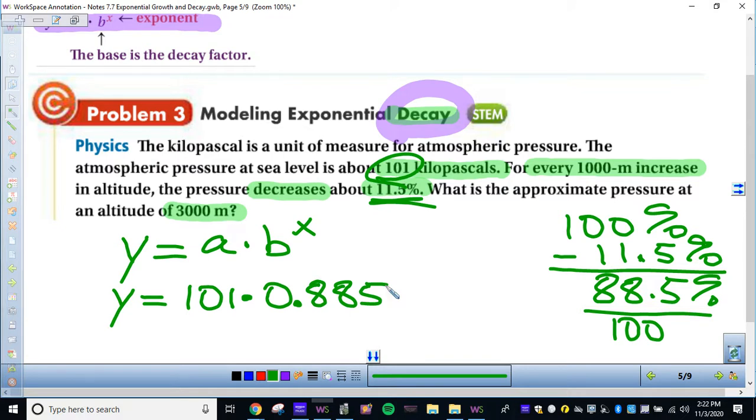Now, the exponent is the tricky part of this problem. So, key information to figure out what that exponent is: for every 1,000-meter increase in altitude, the pressure decreases 11.5%, and we want to know what it is after 3,000. Okay, so I'll just pose the question, what do you think the exponent is? You can write it in the chat. You can unmute your mic and tell me there. Anybody in person can tell me what you think it is, too.